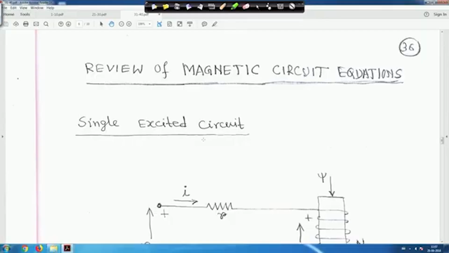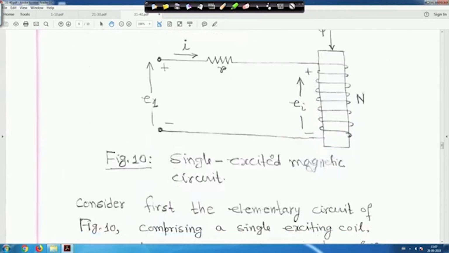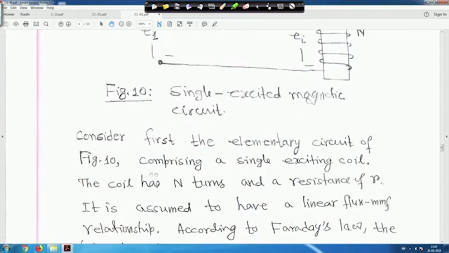briefly. So first is a single excited circuit, right? In this case you consider this is a coil. Its number of turns is n, flux linkage is psi, and it has a resistance R, and this is the current I, and this is the voltage with plus and minus, given as E1. This is a single excited magnetic circuit. Here there is no coupled circuit, only a single excited circuit, and this is the flux linkage and this is the number of turns n. So first consider the elementary circuit of figure 10.